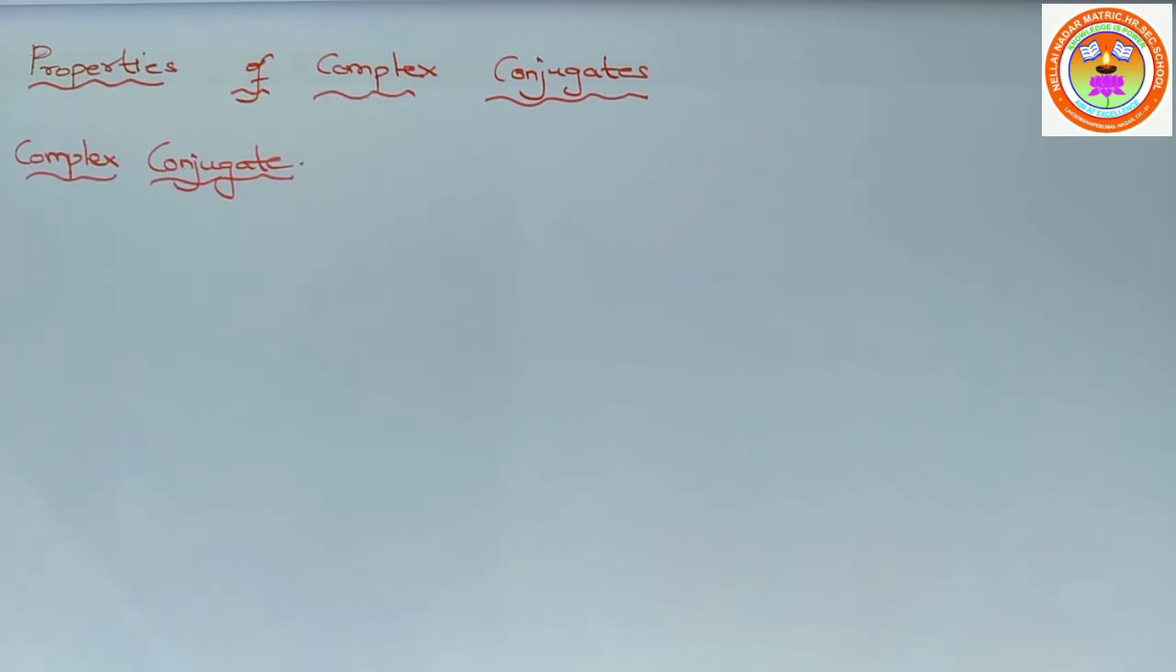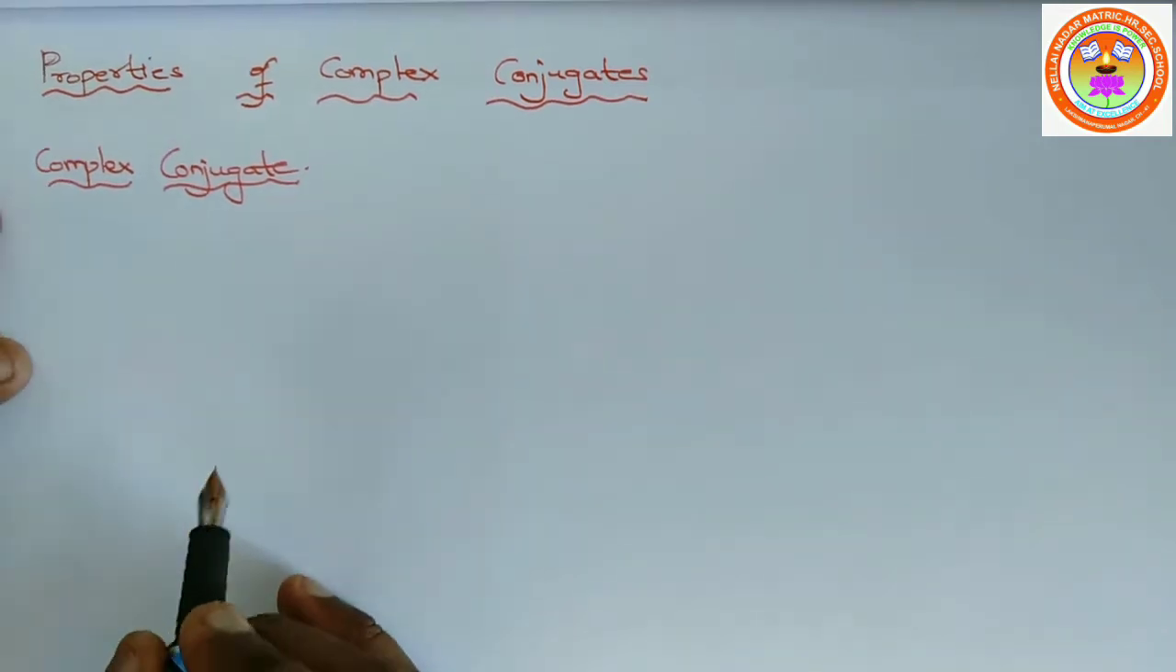Now we are entering a new exercise called the conjugate of a complex number, that is, the complex conjugate of a complex number. In this we are going to see properties of complex conjugates. Before seeing the properties, we are going to study what a conjugate is. Then only we will move into the properties of complex conjugates. What is meant by conjugate?